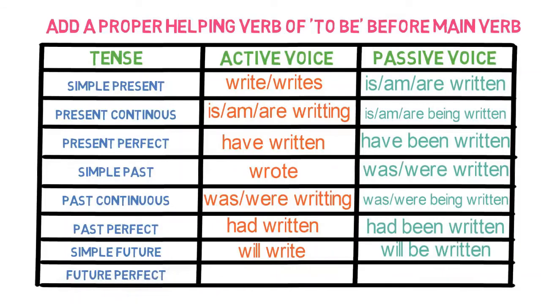And when it comes to the future perfect, we can say will have written. In the passive voice, will have been written. And now we will go on to each particular tense, and in each and every tense we will see examples.